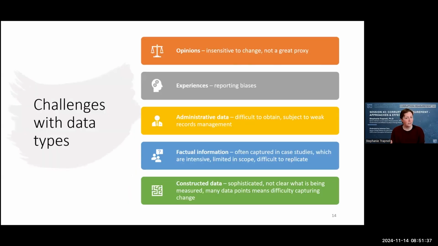So what are the challenges with these individual data types? Well, as Paul talked about last week, opinions are pretty insensitive to change, and they're not a great proxy for reality. Think about the recent election. If you have your opinion, you keep your opinion, and it doesn't really change despite what kind of information you're given to change it. So opinions are great for capturing a snapshot, but they're not great for digging into what is actually happening underneath things.